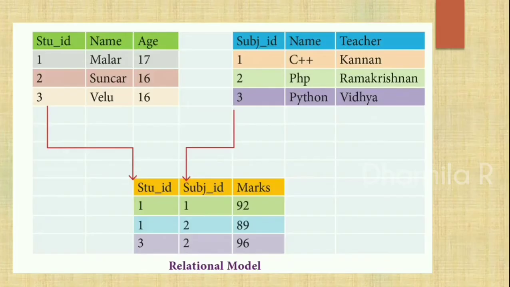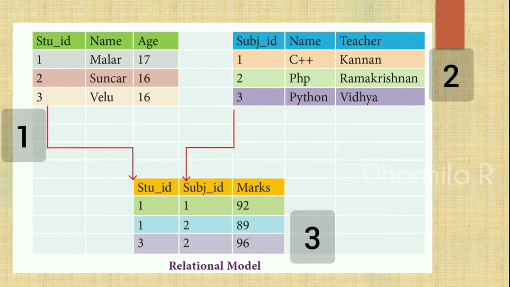Now look at this model. We do have three tables. First table we do have three columns, that is student ID, name and age. Second table, again we do have three columns. It is subject ID, name and teacher. Now look at the third table. Third table is related to first two tables. Let's see how. In third table, the first column is actually copied from first table.